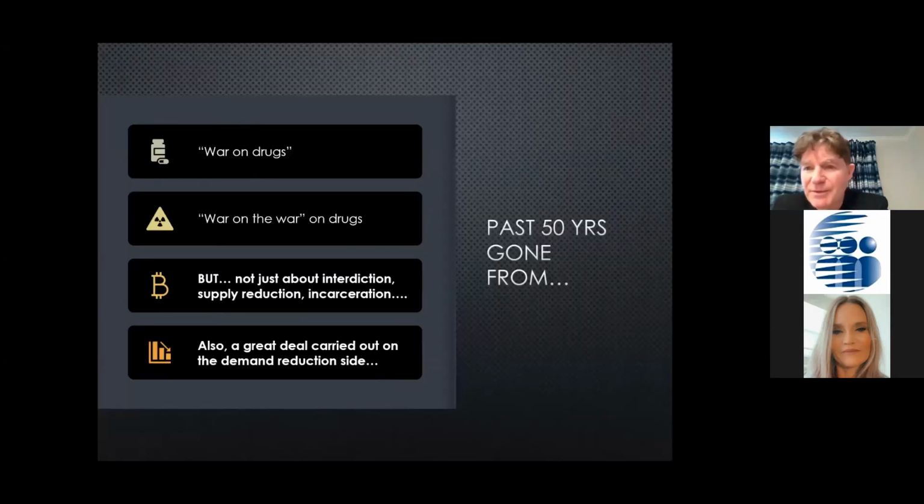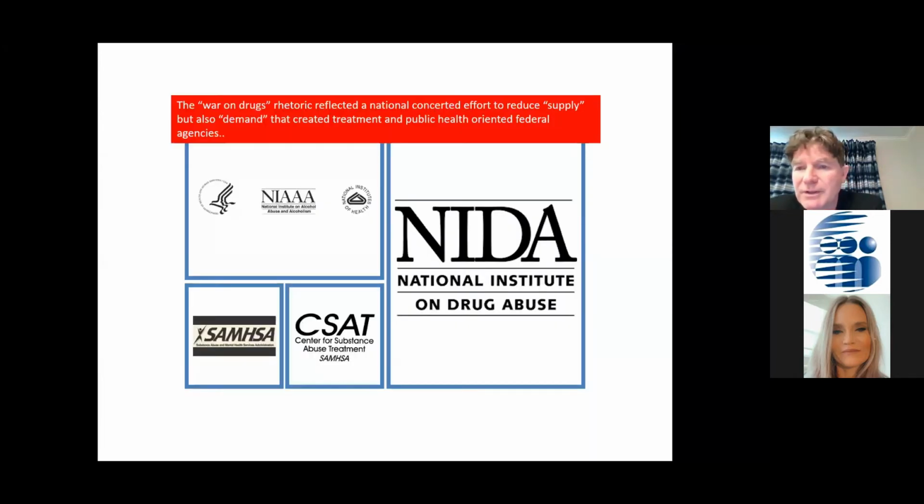In many ways, when we think about what's happened in the last 50 years, we've gone from the war on drugs to the war on the war on drugs. And a lot of that, of course, has been associated initially with those harsh punitive policies, but also we've learned a lot both in terms of demand reduction and harm reduction.